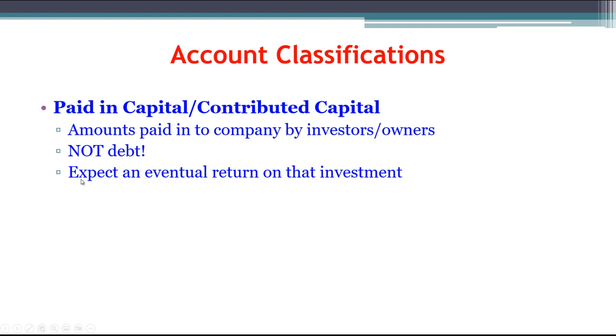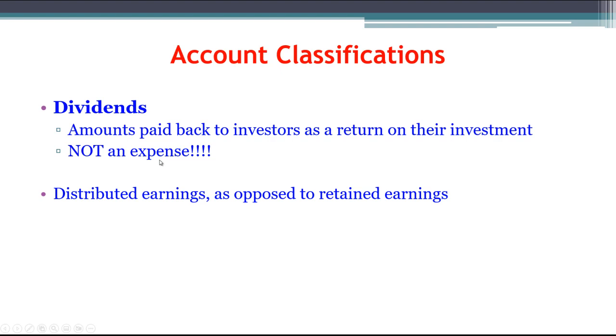Now, the investors do expect an eventual return on that investment. Sometimes it comes through the form of a dividend. Sometimes it comes just later on when they sell their stock. It's worth more than it was when they bought it, but that's paid in capital. Dividends are amounts that are paid back to investors as a return on their investment.